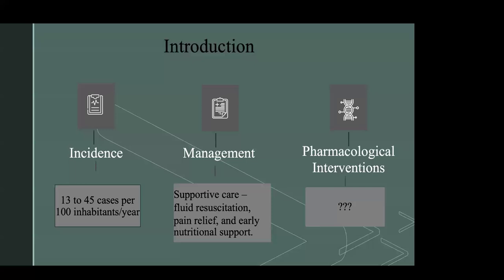So, to begin with, acute pancreatitis is a leading gastrointestinal cause of hospital admissions and has an incidence rate ranging from 13 to 45 cases per 100,000 inhabitants per year. And the etiology of acute pancreatitis is multifactorial. In terms of management, it involves conservative management in terms of supportive care, fluid resuscitation, pain relief, and early nutritional support. However, the role of pharmacological intervention in modifying the course of the disease and preventing its complications is an area of ongoing research.